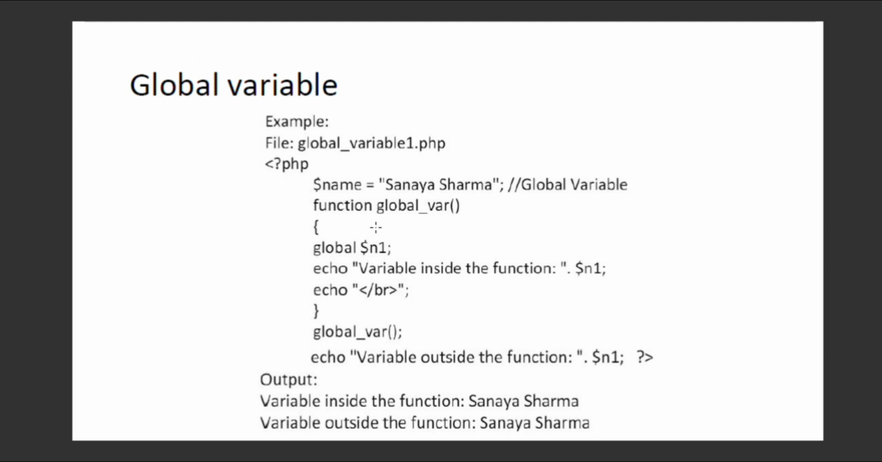Here is one more example. Here in the PHP code I have declared $name that holds the name Shanaya Sharma. This is our global variable and the function is global_var. Inside that I have used the global keyword, global $n1, and echo the variable inside the function, dot $n1. To attach the variable to this statement we use the dot operator, and a break. Next we write the global_var function call, and also here I have used this outside the function.